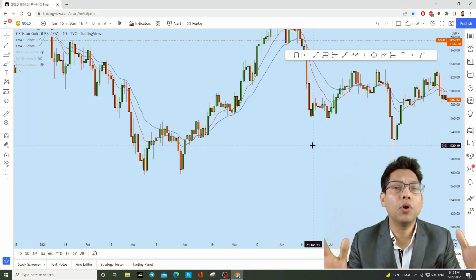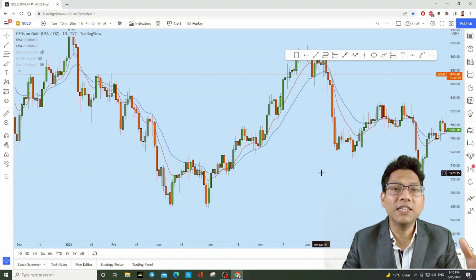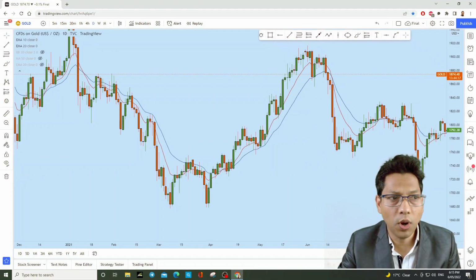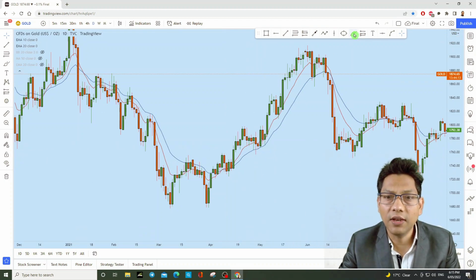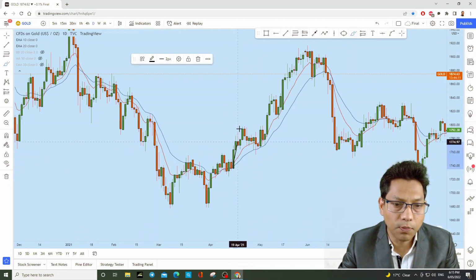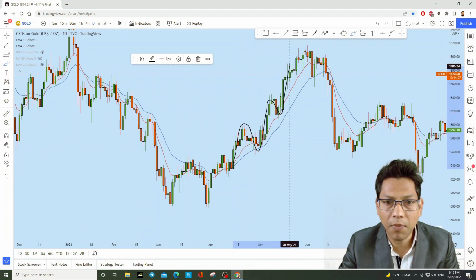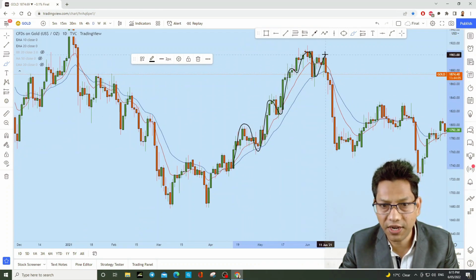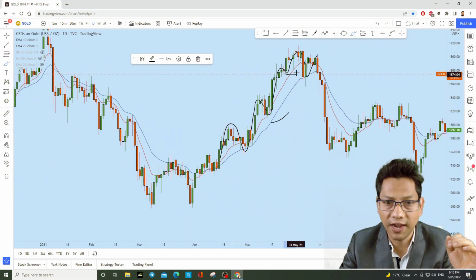So let's see a couple of examples of what I explained so far. Okay, so let's see this example here. What you see is that this is the same gold, also on the daily chart, and you can see gold has broken up, came down again, so it's a nice uptrending market. It's a clearly defined uptrending market, creating a series of higher highs and higher lows.